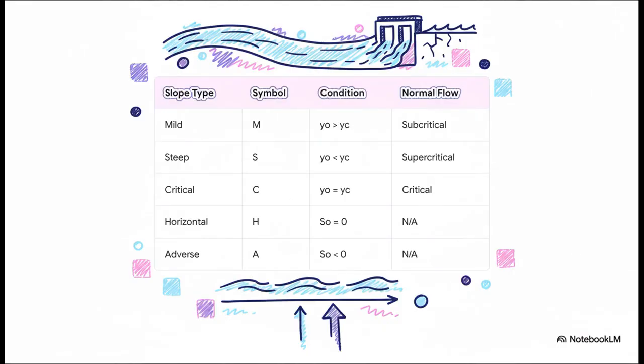And it all starts with the slope of the riverbed itself. Is it a mild slope that naturally wants to create calm, slow-moving water? Or is it a steep slope that naturally creates fast, rapid water? There are even categories for channels that are totally flat, or, believe it or not, slightly uphill.